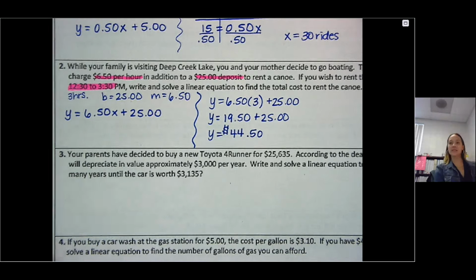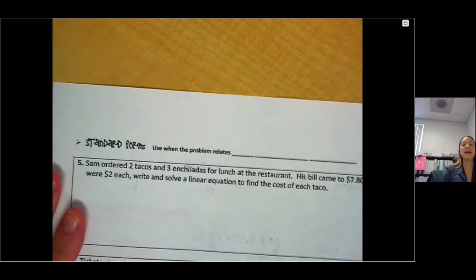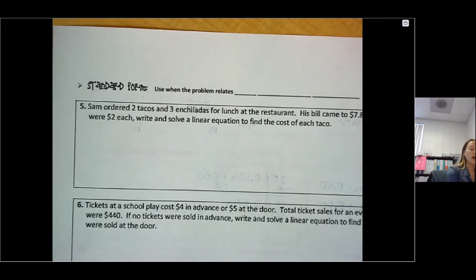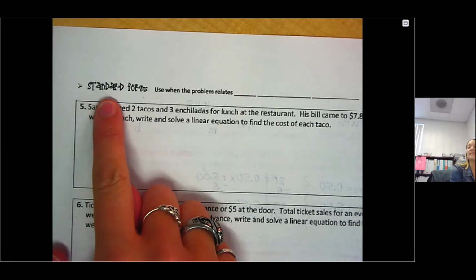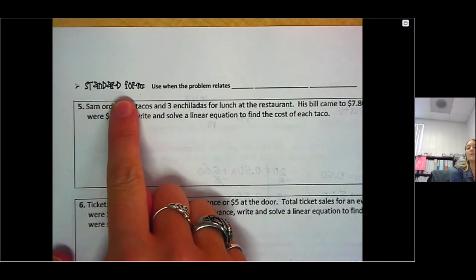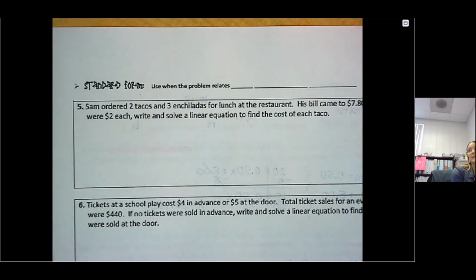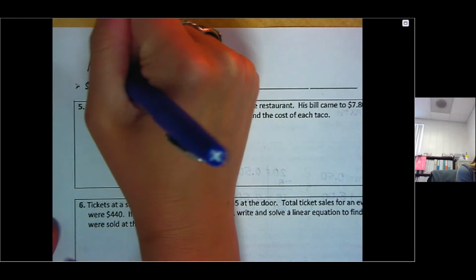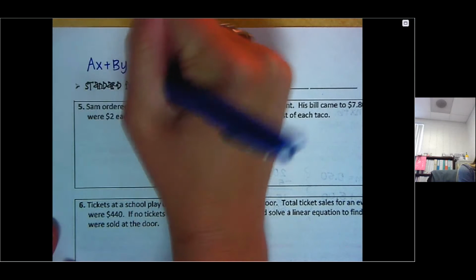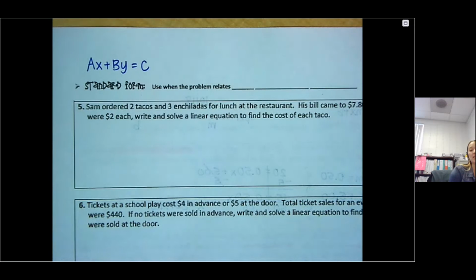Now, on the back side, I am also going to give you some equations in standard form. Who remembers what standard form looks like? Plus By equals C. So it looks like that. It's where the y is not by itself. The x and the y are together.